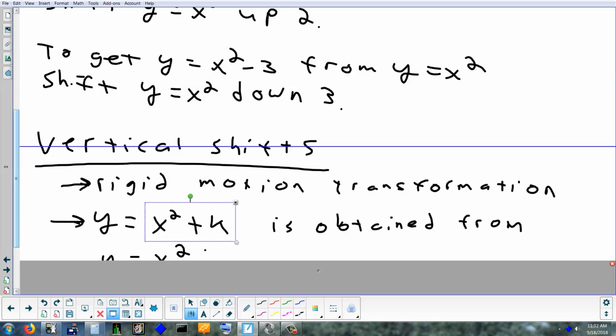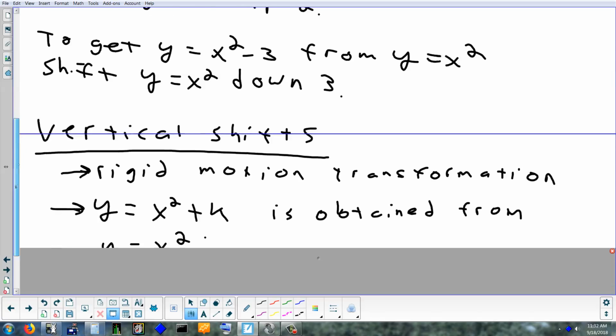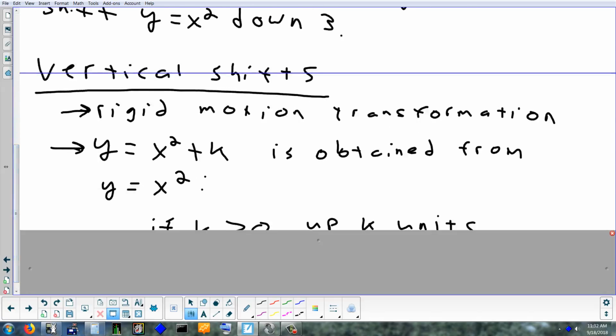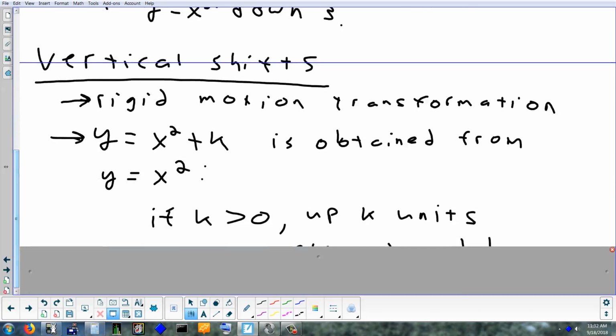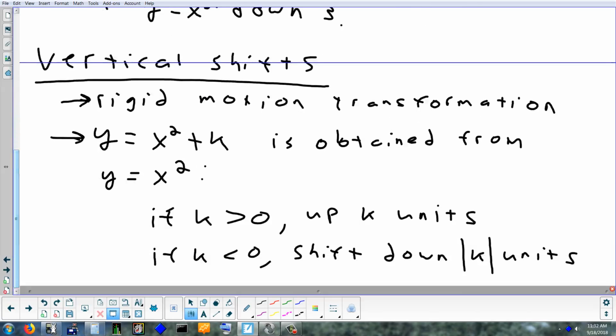So if you add a number onto the end of a function, we'll call that number k. If you add a number that's greater than 0, that'll shift you up. How much? Well, it depends on what k is. Up k units. If you add a number that's less than 0, that will shift you down.